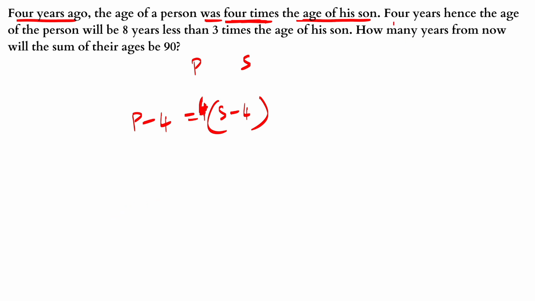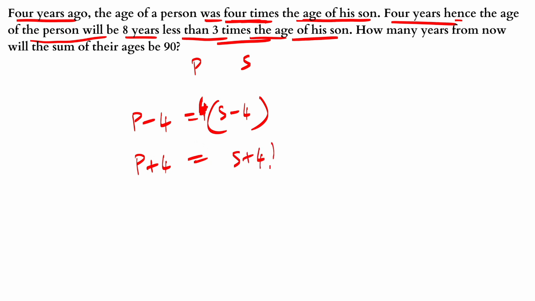Now what is the second condition? 4 years hence, the age of the person will be 8 years less than 3 times the age of his son. 4 years hence means P plus 4. This will be equal to 3 times the age of his son. 4 years hence, what will be the age of his son? It will be S plus 4. But here, 3 times is given. So, 3 into (S plus 4), 8 less than, so minus 8.